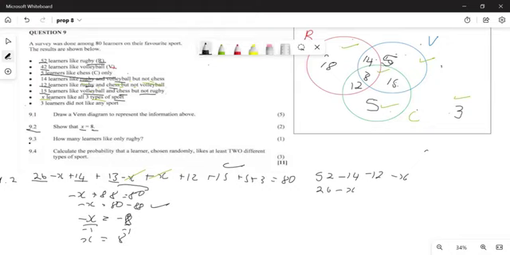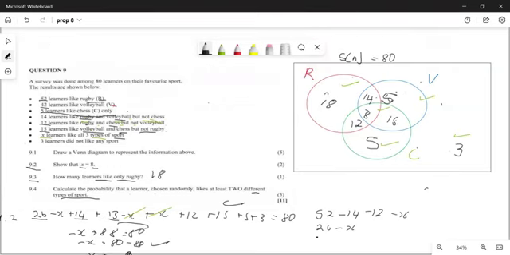And then the first question that they're asking us here, 9.3, they say, how many learners like rugby only? How many learners like rugby only then? 18. It's 18, yeah. We'll come and put with this one here, it's going to be 18. And then they say, calculate the probability that a learner chosen randomly likes at least 2 types of sports. At least 2, again. 2 is the minimum. So if they want 2 as the minimum, this is what we're going to do. 2 as the minimum is this one plus this one plus this one plus this one.